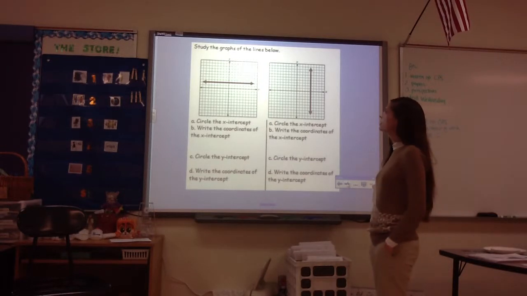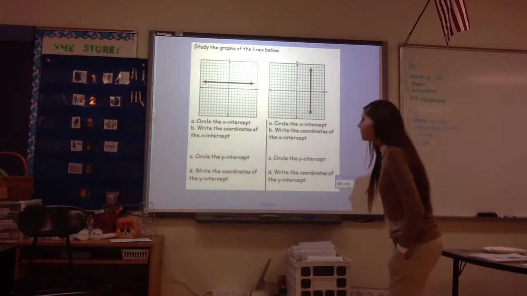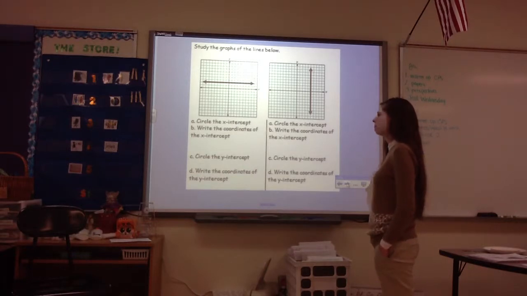Okay, study the graphs of the lines below. We're going to circle the x-intercept and write the coordinates of the x-intercept. Then we're going to circle the y-intercept and write the coordinates of the y-intercept.